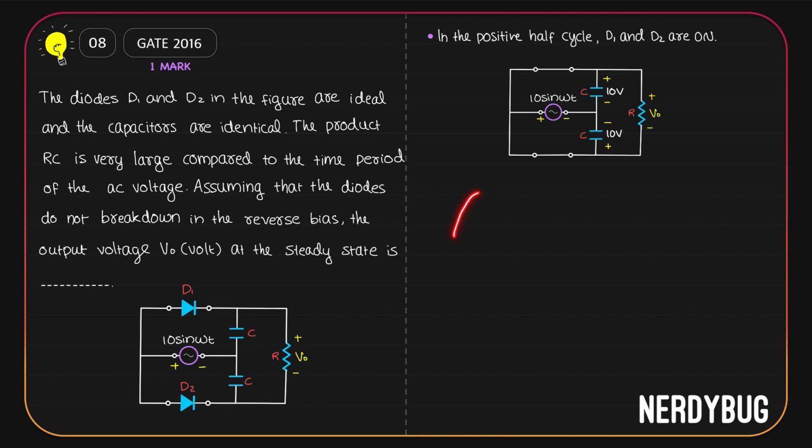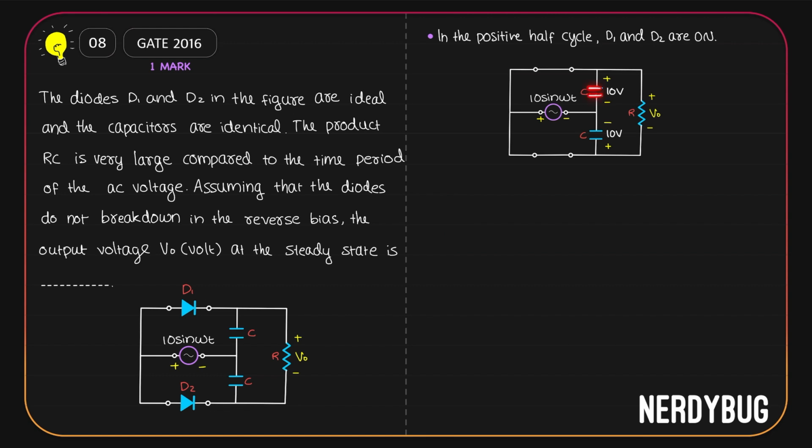Now the input is at the maximum, it has to decrease. Now the question is, when the input decreases from the maximum value to 0, will the capacitors be able to discharge? Well, actually no. Check this out.